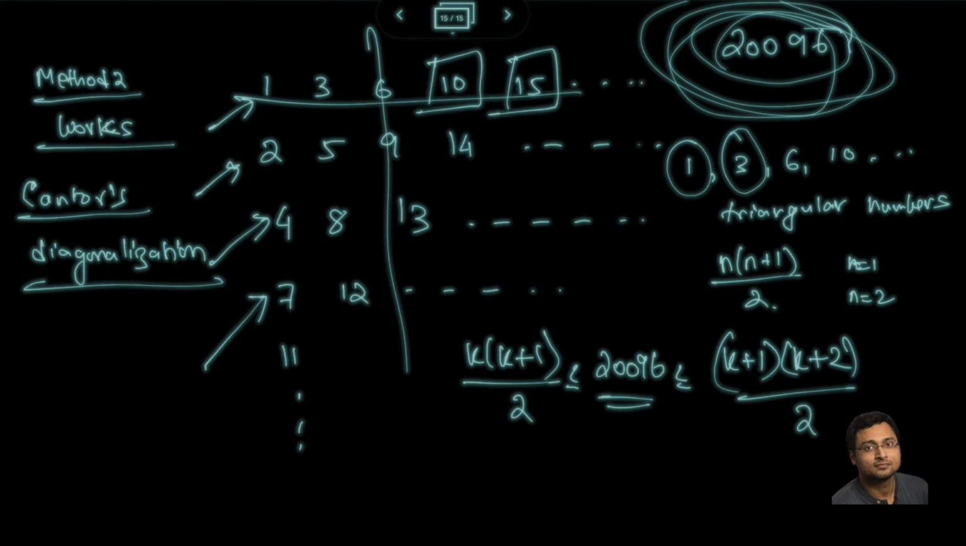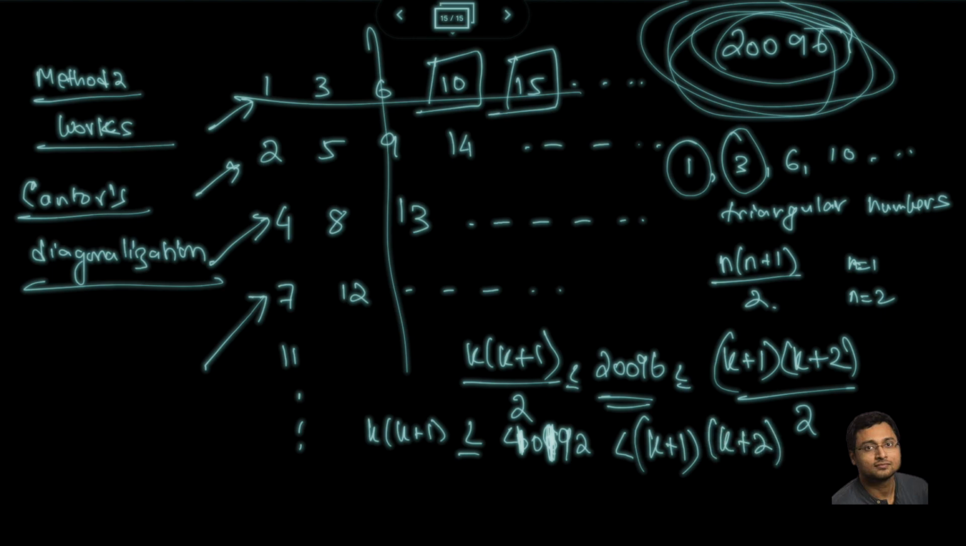We're almost there. Just multiply by 2. If you multiply by 2, you will get k times (k plus 1) is between 40192 and less than (k plus 1) times (k plus 2). Now you can try to find out k by actually constructing a quadratic. k times (k plus 1) equals 40192. You could do that and you will possibly get a fractional value of k, and maybe reduce k a little bit to the lower integer and you will get the value of k.